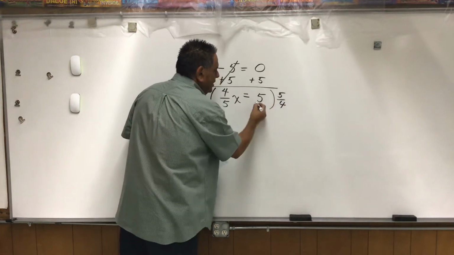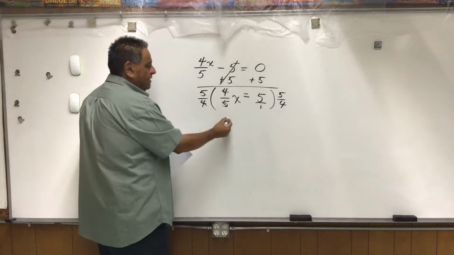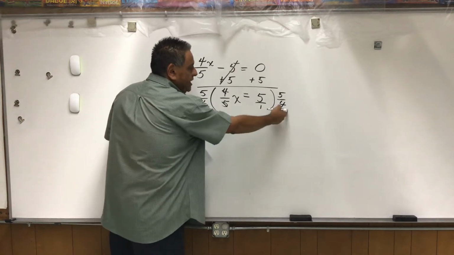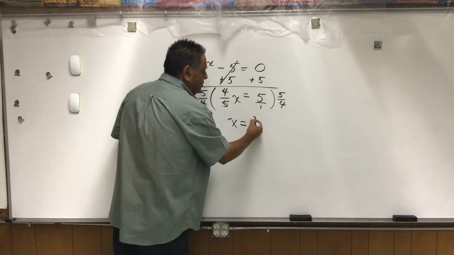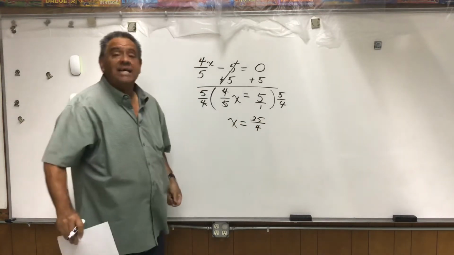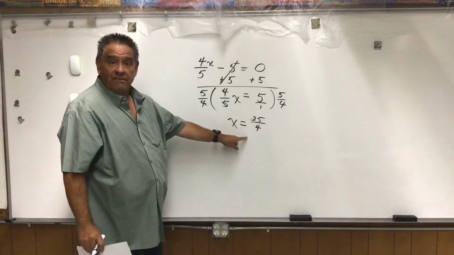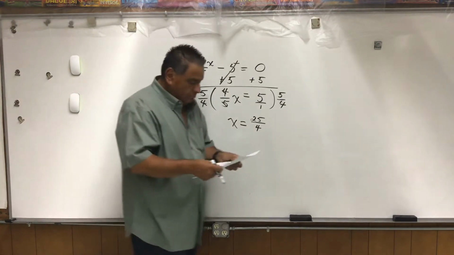Remember, if this gives you an issue, just put it over 1. Cross simplify; these all simplify to 1. So therefore, x is going to equal, we can't cross simplify here, so we simply multiply, 25/4. And that's our answer. You can leave it as an improper fraction, remember, but it has to be simplified, and this is already simplified. Okay?